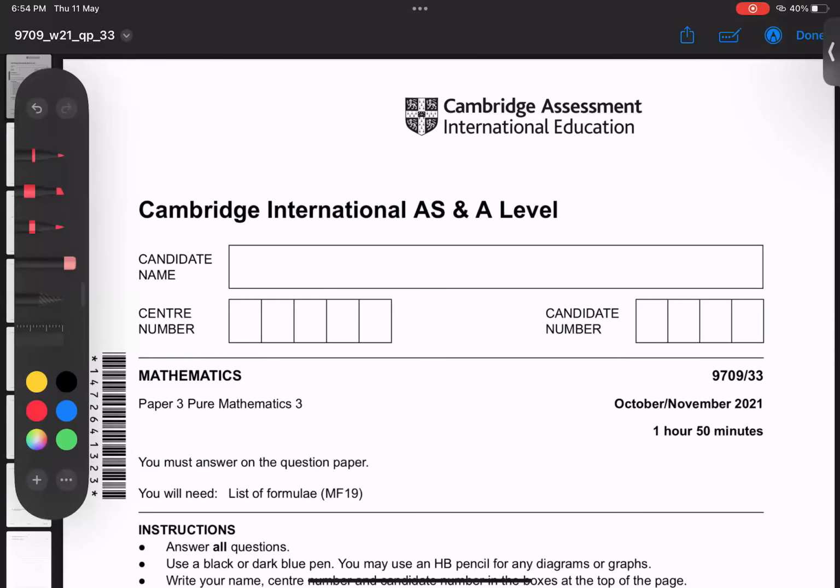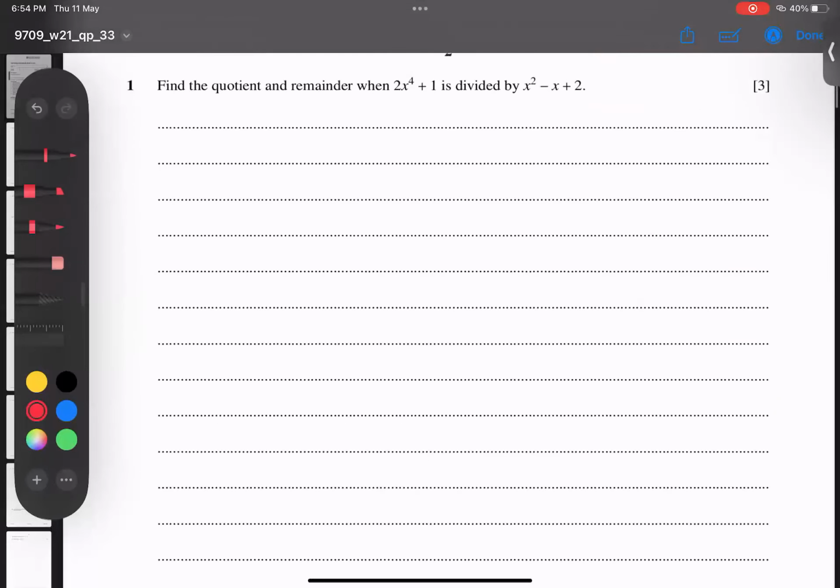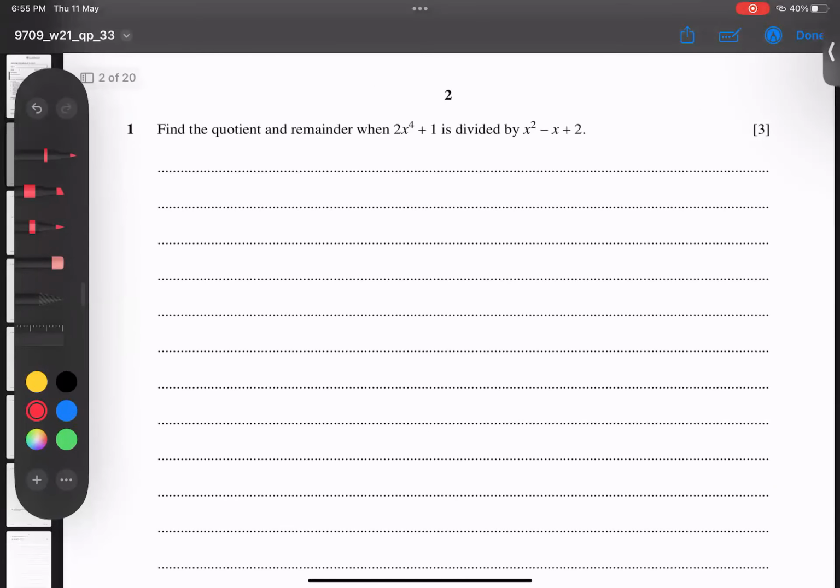Bismillahirrahmanirrahim. This is October 2021, variant 33 paper. Let's start. Bismillahirrahmanirrahim. First of all, quotient and remainder is my target.